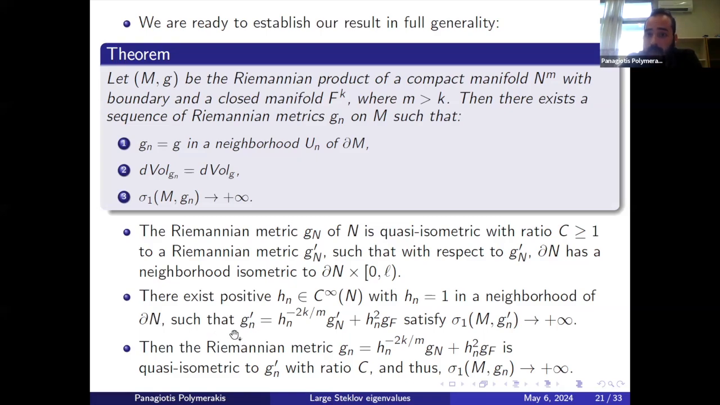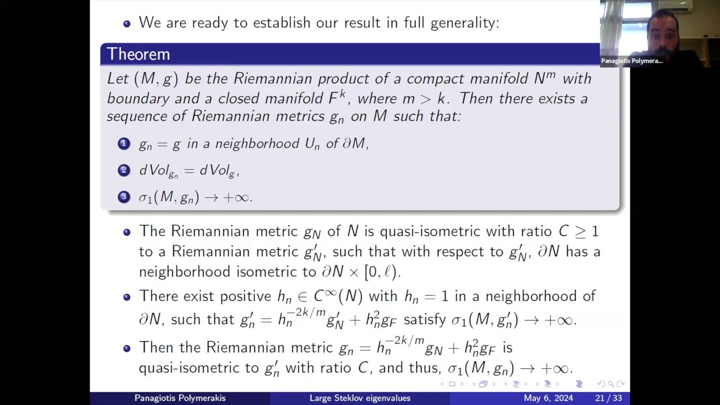So we can find smooth functions H_n, which are one on the boundary and actually on neighborhoods of the boundary, such that with respect to these Riemannian metrics on the product manifold, the first non-zero Steklov eigenvalues are very large. And then we can define the analogous Riemannian metrics where we use the original metric of the base manifold instead of the more convenient one. And it is easily checked that these two are quasi-isometric with the same ratio as the original metrics of N. So first Steklov eigenvalues are uniformly comparable. And that's how we obtain the result in full generality.